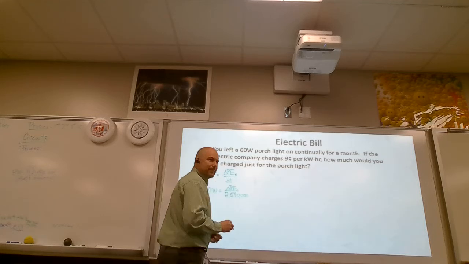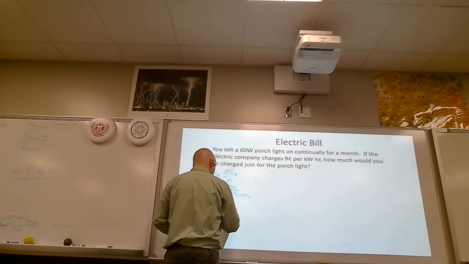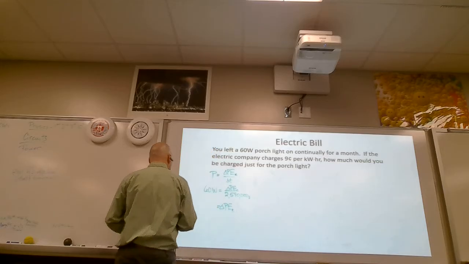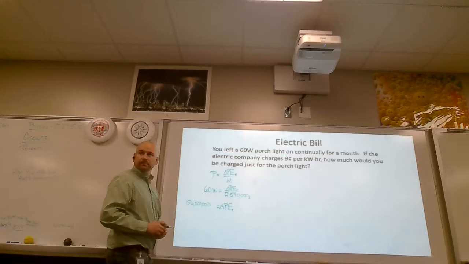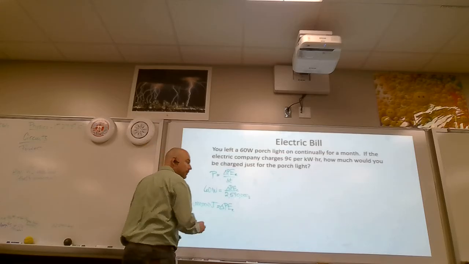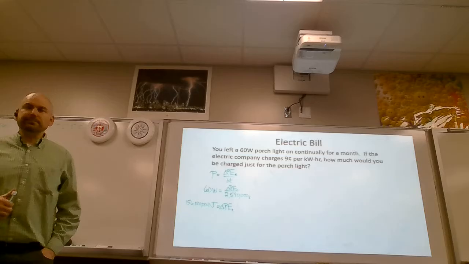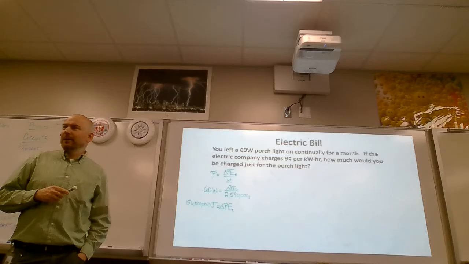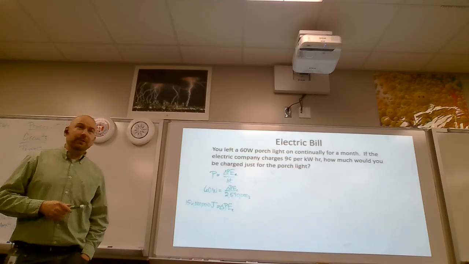590,000 seconds. So when I multiply that, what I find that to be is 156 million joules. That's one light bulb for a month. You get charged for your whole house per month.